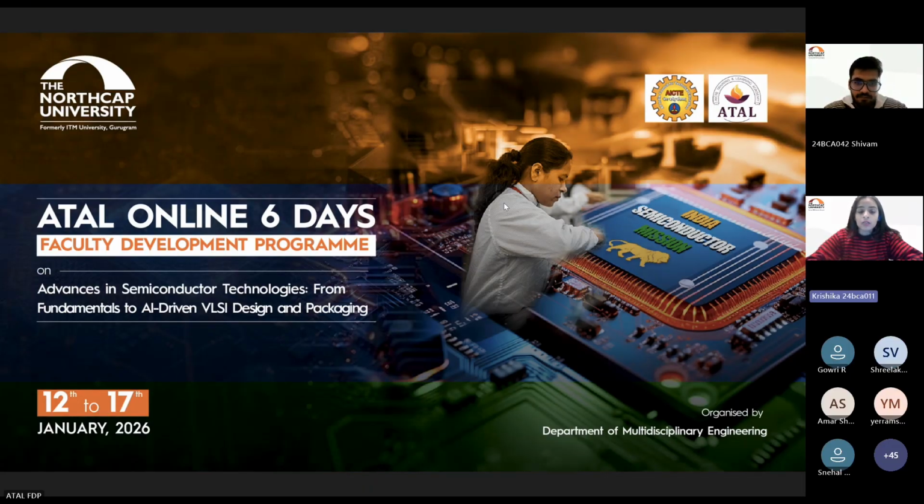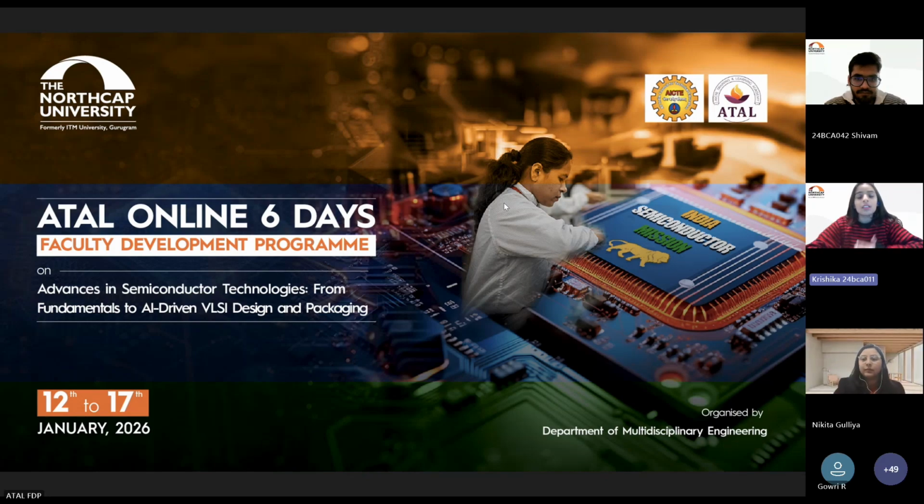Today's sessions mark a transition from system design to material science, covering the critical journey of VLSI design flow and the pivotal role of nanomaterials in the next generation devices. My name is Krishika. And my name is Shivam, and we are delighted to invite you to be part of the fourth day of the ATAL Faculty Development Program, which brings together academia and industry experts to share knowledge, insights, and emerging perspectives in the field of semiconductor technologies.